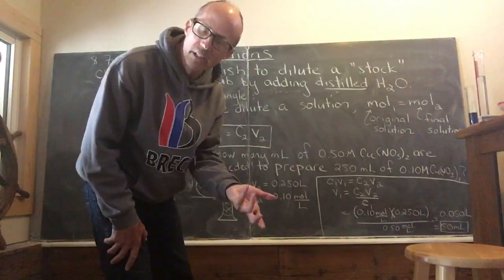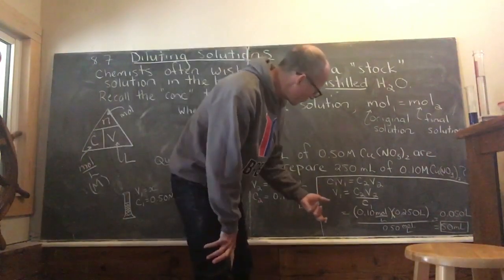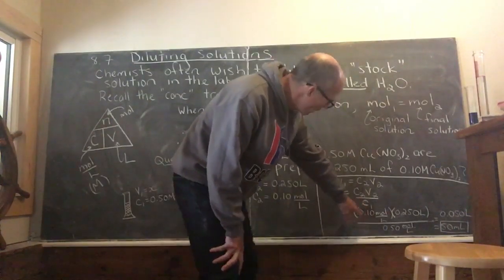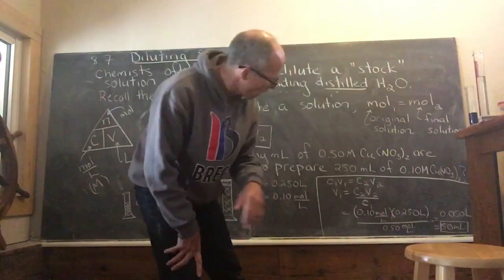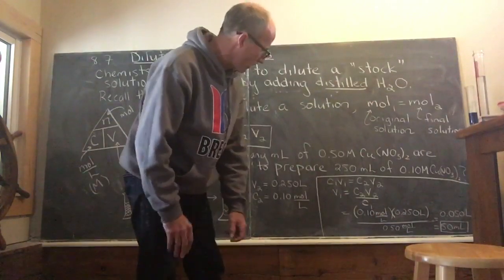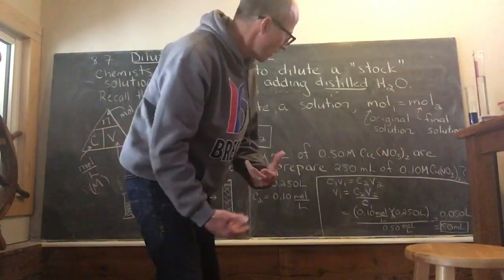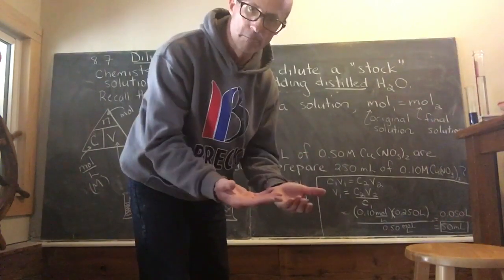Cross multiplication. You've all done that. And we plug it in. We have our C2 at 0.1 mole per liter, our V2 at 0.25 liters, divided by our original concentration at 0.5, and we get 50 milliliters of original solution.